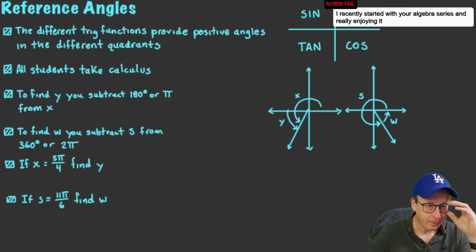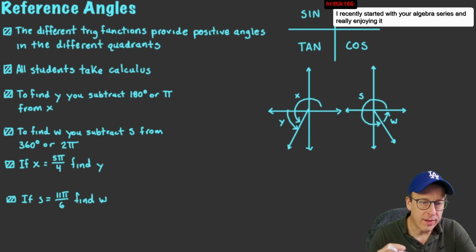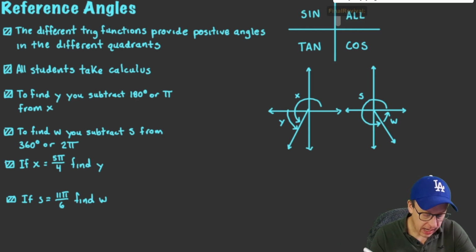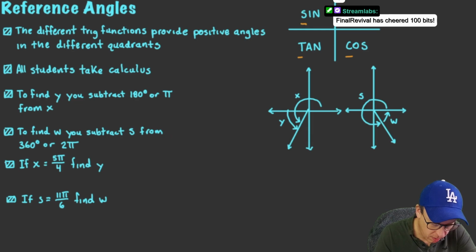All right. Let's do a little bit more with the reference angles. Now, the different trig functions are going to provide positive angles in different quadrants. And how people normally memorize this is "All Students Take Calculus," a pretty simple way to figure out these different quadrants and whether they'll have positive or negative angles.